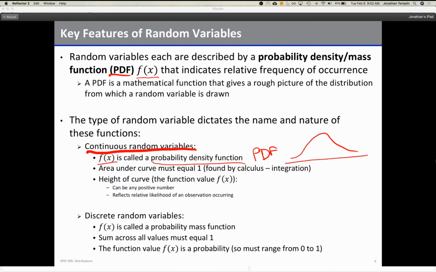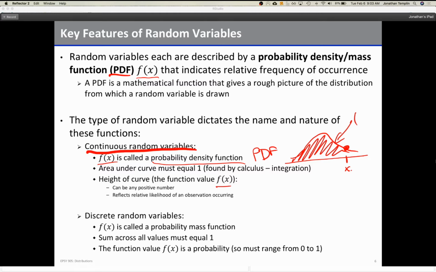The area under the curve, if we were to quantify it, has to be equal to 1. We often do this by calculus. We integrate over the curve. The height of the curve, for any given value, so if we have a value x right here, where it is on the curve represents the function value. So we plug x into f of x, and it returns the height of the function. That can be any positive number, so it doesn't have to be somewhere between 0 and 1.